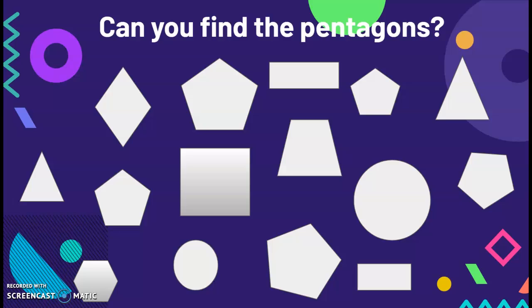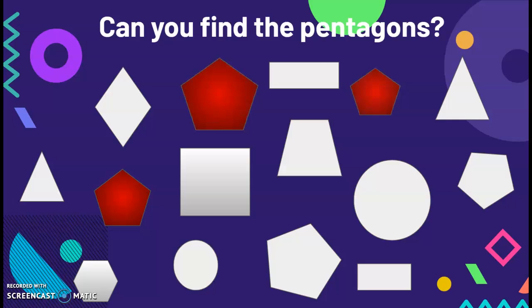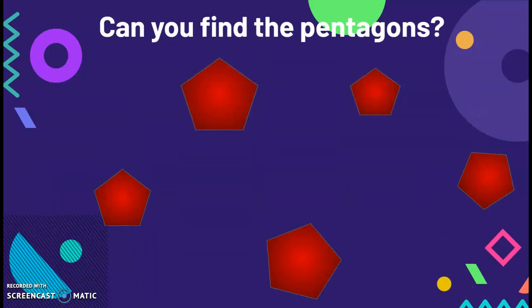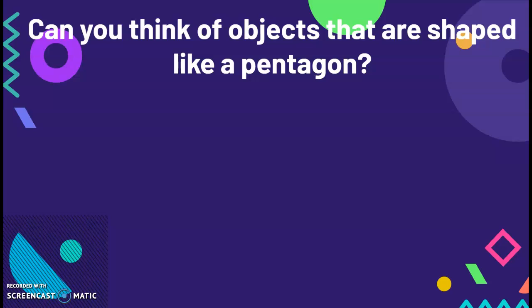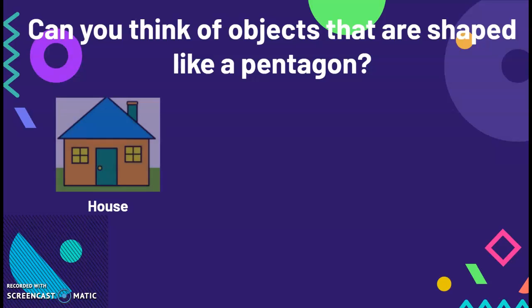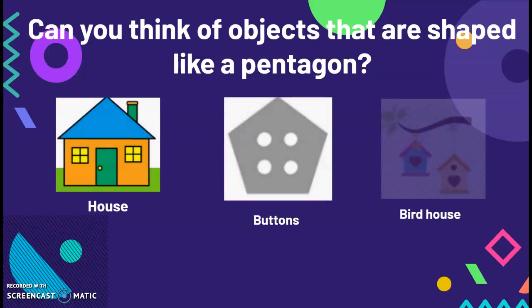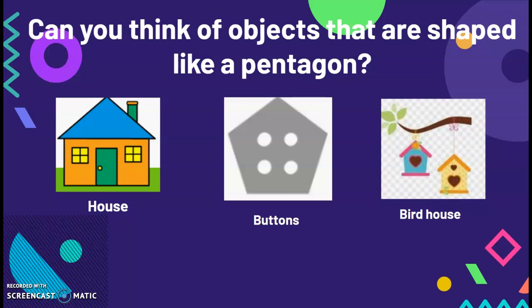Find all of the pentagons. Remember, my friends, the pentagon has 5 sides. Let me see. 1, 2, 3, 4. I think I find 5. Let's see. 1, 2, 3, 4, and 5. Way to go. You keep working hard, my friends. All right, let's think of objects that are shaped like a pentagon. There is a house. Some buttons could be shaped like it, and then a birdhouse. Not too many, actually, that we can find in the world, I guess, but there are a few.